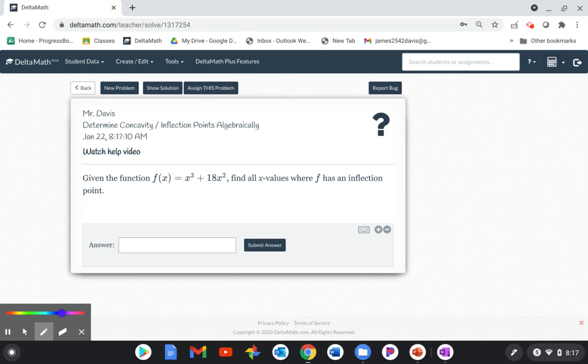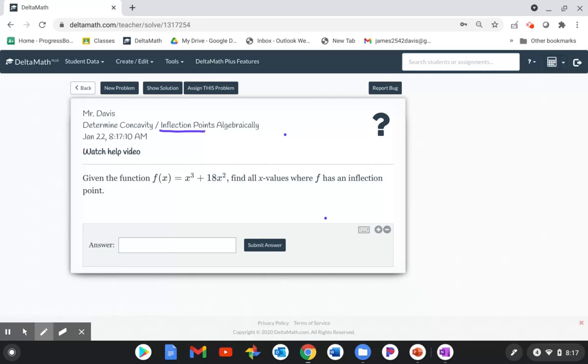Hey guys, in this video we're going to be taking an algebraic approach to finding the inflection points of a given polynomial function and then determining the concavity, whether it's concave up or concave down, and then we'll finish by also looking at the increasing and decreasing intervals along with the concavity. So the first thing that we should be reminded of here is how to find an inflection point.